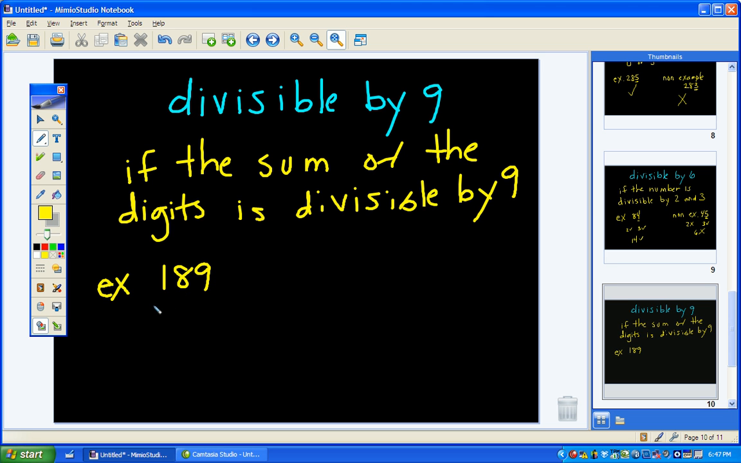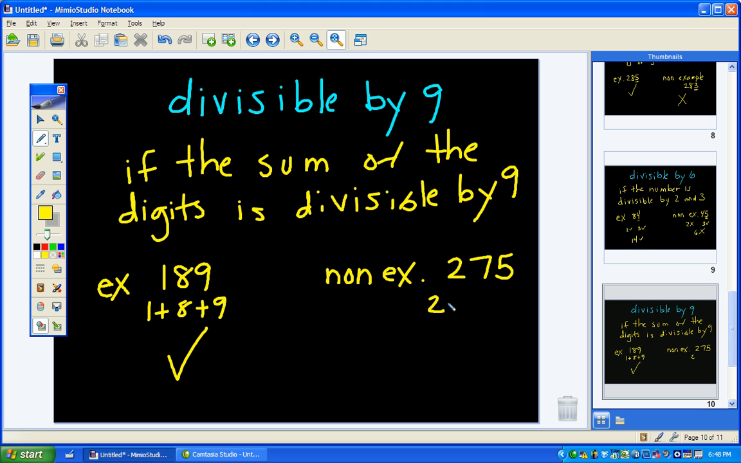Okay, first thing we're going to do is we're going to add up the digits. 1 plus 8 plus 9. 1 plus 8 is 9. 9 plus 9 is 18. I know that 9 goes into 18 an even amount of times, so this number right here is divisible by 9. A non-example, add the digits together. 2 plus 7 plus 5. 9 plus 4 is 14. I know that 9 is not going to go into 14 an even amount of time, so this is not divisible by 9.